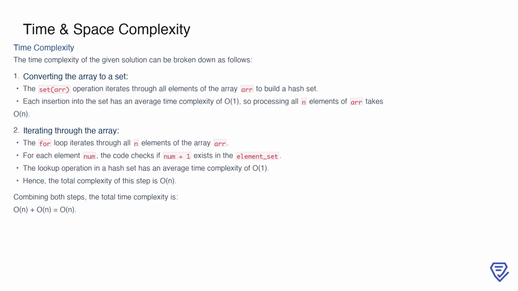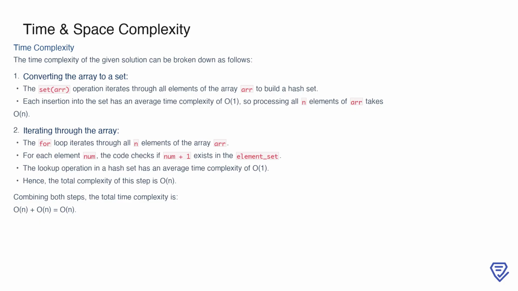Here, we analyze the time complexity of our solution by breaking it into two main steps. First, we convert the array into a hash set using the set(ARR) operation. This involves iterating through every element in the array, and since each insertion into the set has an average time complexity of O(1), processing all n elements takes O(n) time.